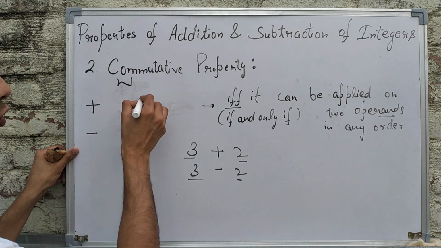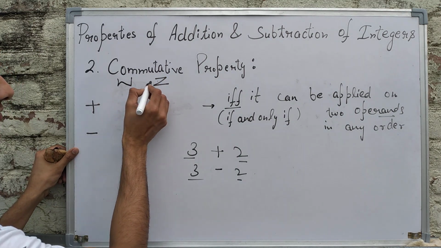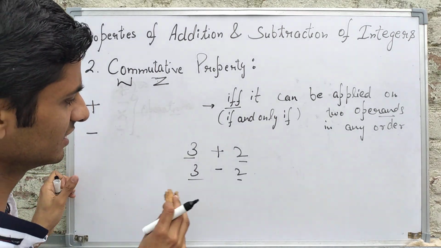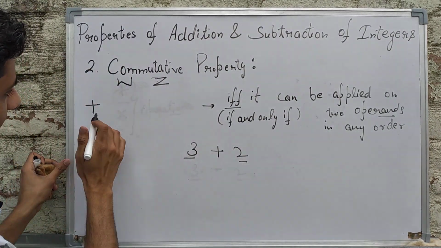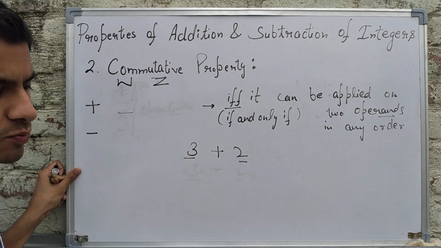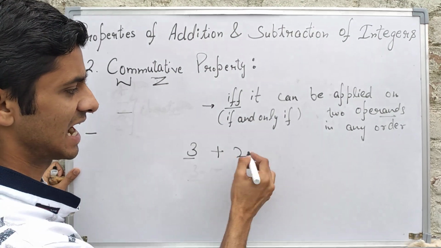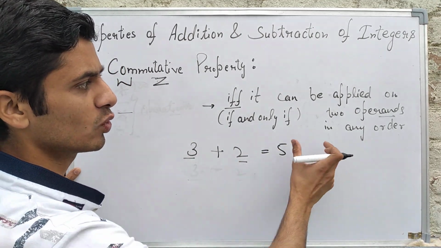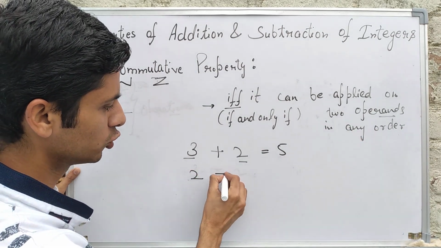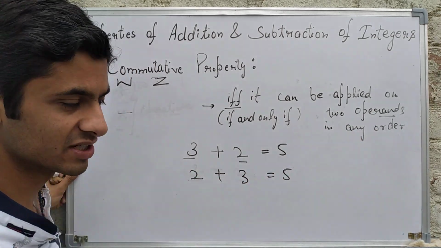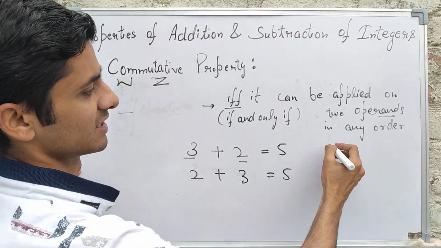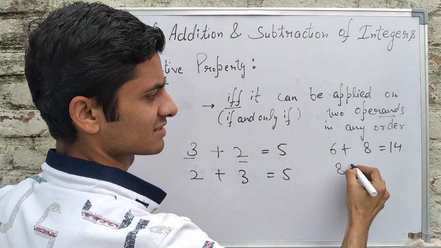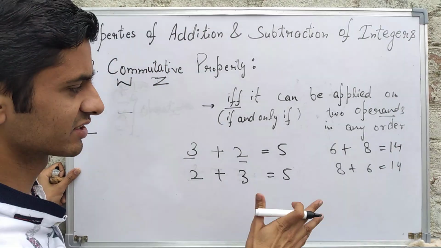Let us discuss for whole numbers as well as integers. W is the set of whole numbers, Z the set of integers. Let us start with whole numbers first, addition. I have taken two whole numbers, added them, and the result is 5. I have switched them. If I make it 2 plus 3, the result comes to be the same. Let us take another example. 6 plus 8 gives you 14 and 8 plus 6 also gives you 14. You take two more examples by yourself.